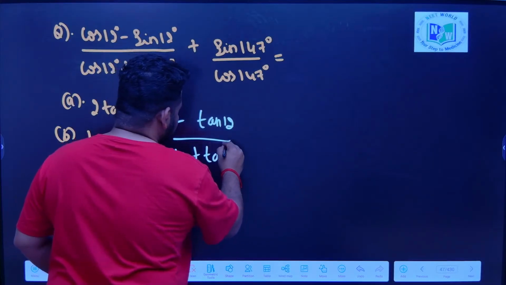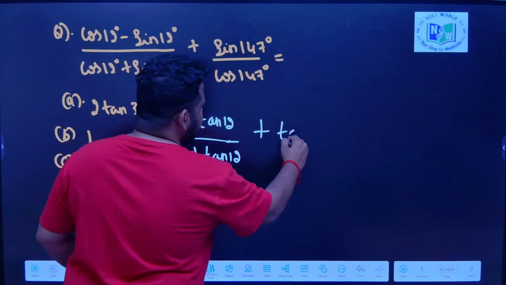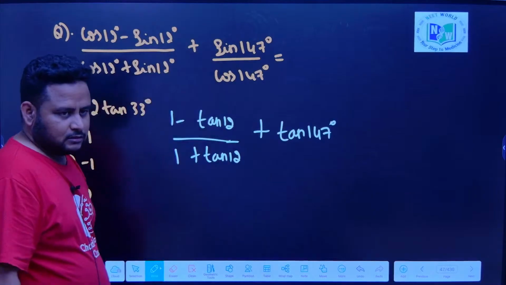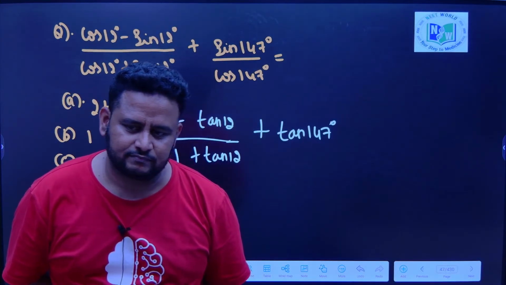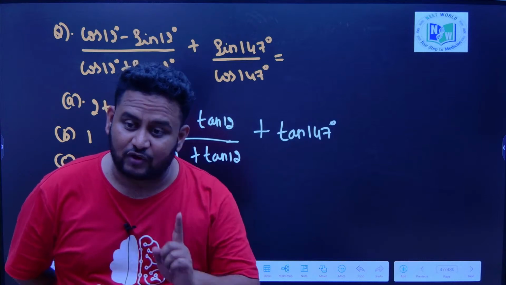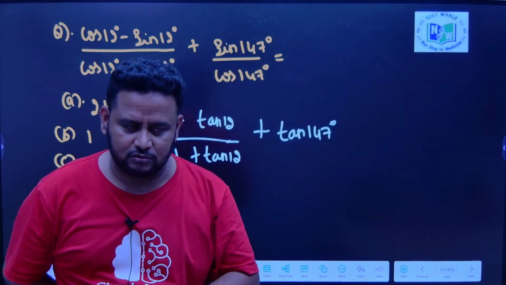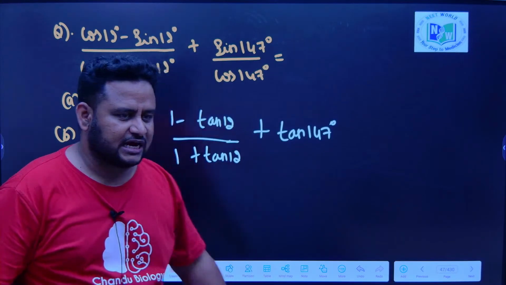Correct? 1 plus tan 12. And this will become, sin by cos is tan, so this will become tan 147. Correct? Also we know that tan 45 degree is equal to 1. Sin 45 is 1 by root 2, cos 45 is 1 by root 2. So sin 45 by cos 45 is 1 by root 2 by 1 by root 2, which is 1. So tan 45 is 1.